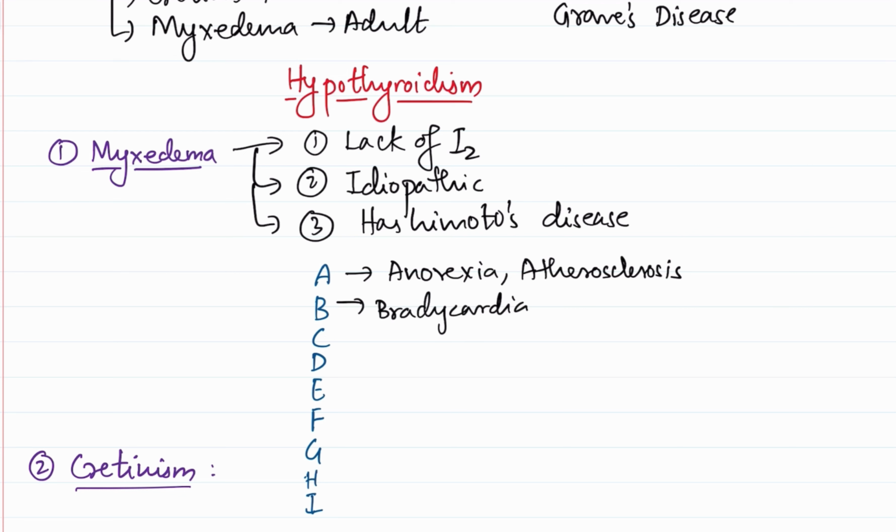B stands for bradycardia. C stands for cold intolerance. Why is there cold intolerance? Because the BMR and heat production is reduced. There is also constipation because GI motility is reduced. Why bradycardia? Bradycardia is due to decreased heart rate. Anorexia is due to decreased appetite, and atherosclerosis is due to decreased secretion of cholesterol in bile.